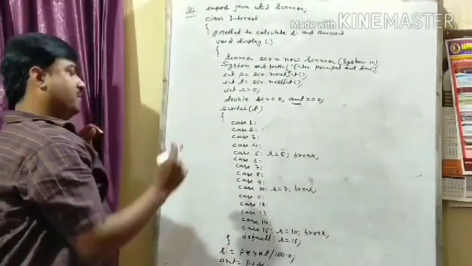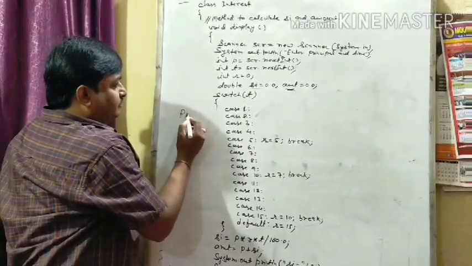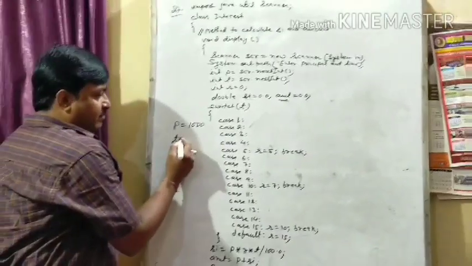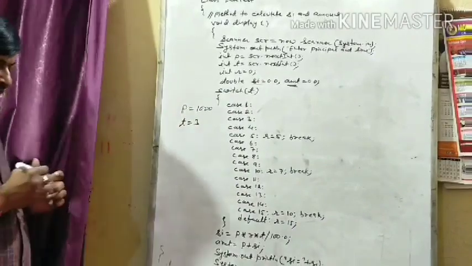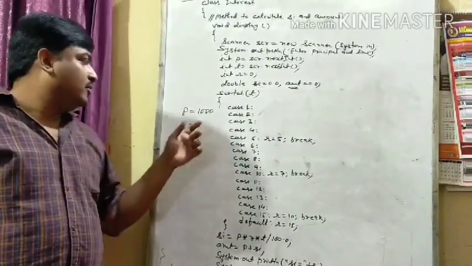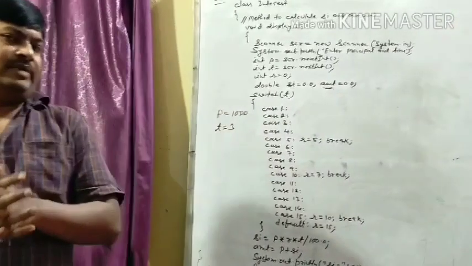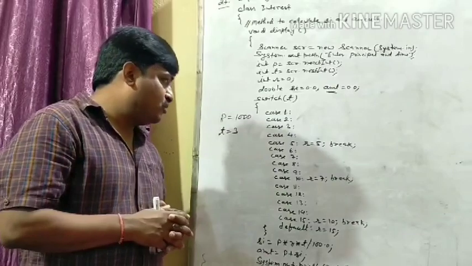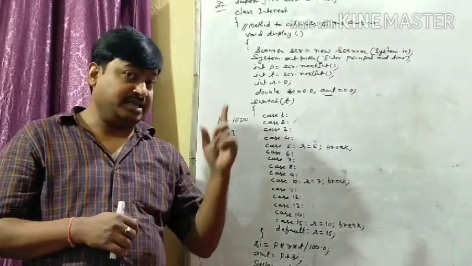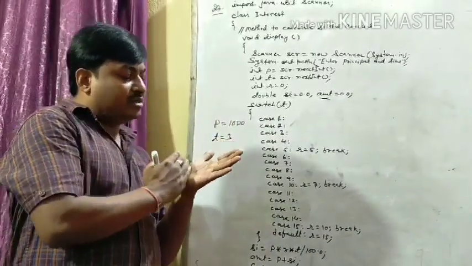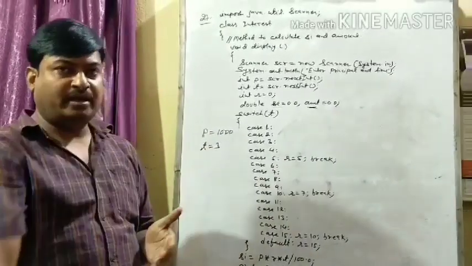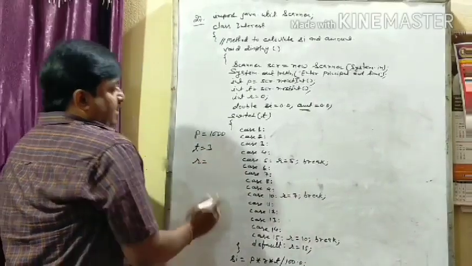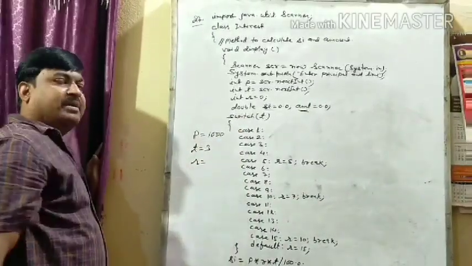Okay, now suppose we input P equal to 1000 and time equal to 3. So student, if our time is 3, then what should be our rate of interest? Our rate of interest should be 5%. It is given in the question: for the first 5 years, the rate of interest will be 5% per annum. Okay, let's see whether this program will give 5% or not.